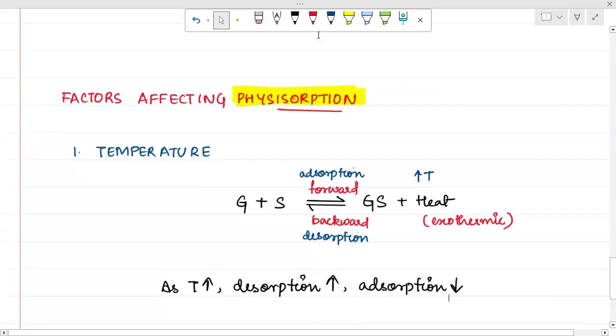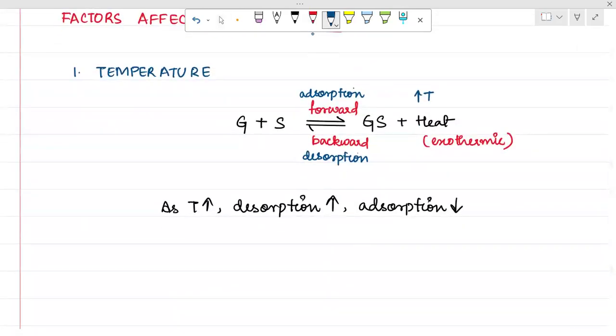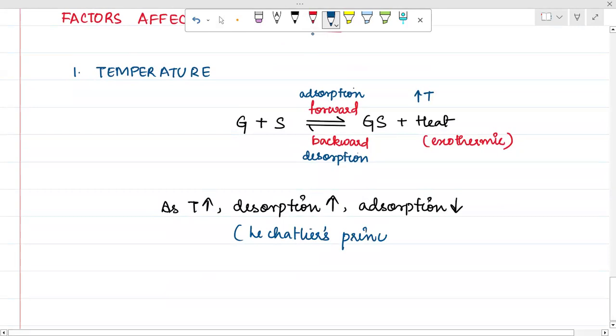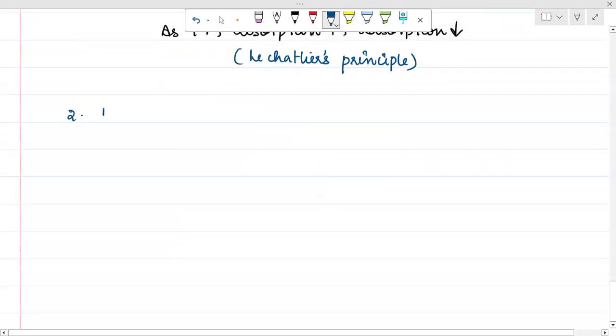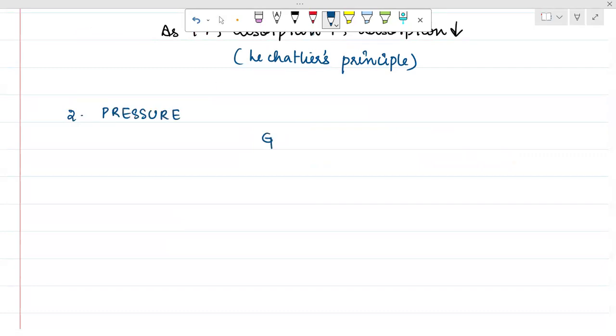Next one, next factor. Next one is pressure. Again, let's take the same conditions. We have a gas being adsorbed on a solid, attaining equilibrium with GS, that is the gas-solid complex. Again, according to the Le Chatelier's principle, you write it down and then I'll explain.